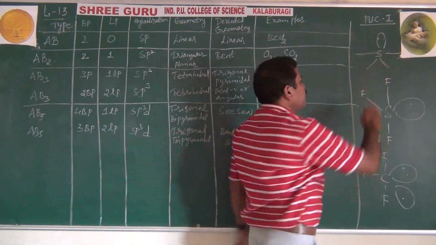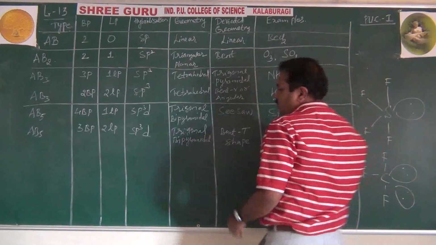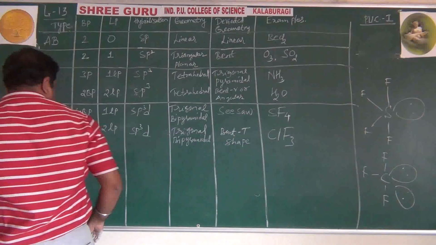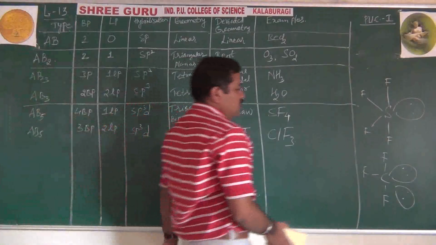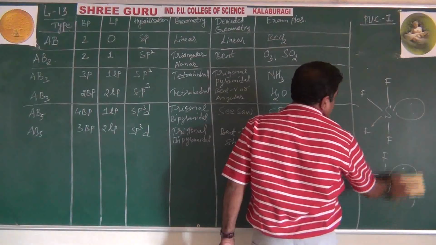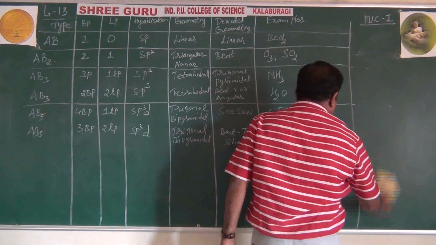Right? Okay. That's about it: if there are 5 electron pairs, sp3d should be trigonal bipyramidal. This is called seesaw. This is called bent T-shaped structure. Best examples.